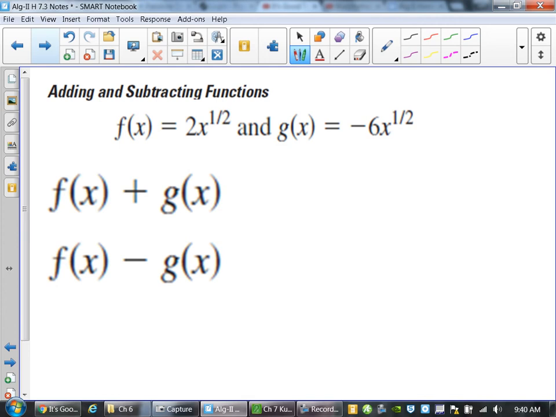Anyway, what's going to change today is that we're going to incorporate function operations with fractional exponents. But do any of the rules change? No. So if I have two functions, f of x is 2x to the 1/2, and g of x is -6x to the 1/2, when I go to do the addition part, I still do the same thing. It's 2x to the 1/2 plus -6x to the 1/2.